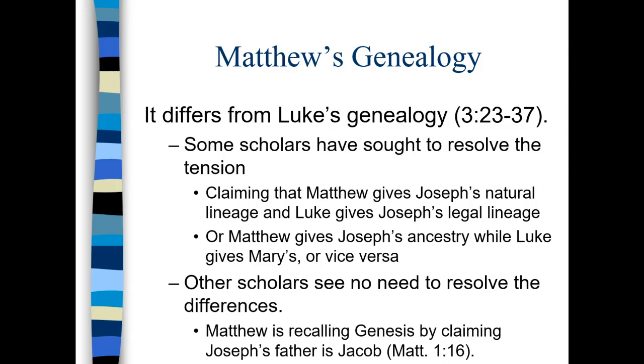So Matthew is recalling Genesis by claiming Joseph's father is Jacob in this time. So this line with Jacob takes us back to Genesis. It ties it back into the great narrative of the people of Israel coming from the line of Jacob, because Abraham has other children. Besides Isaac, he has Ishmael, and Isaac has another son, Esau, besides Jacob. And so we see the line going through the Abraham, Isaac, Jacob line in particular.